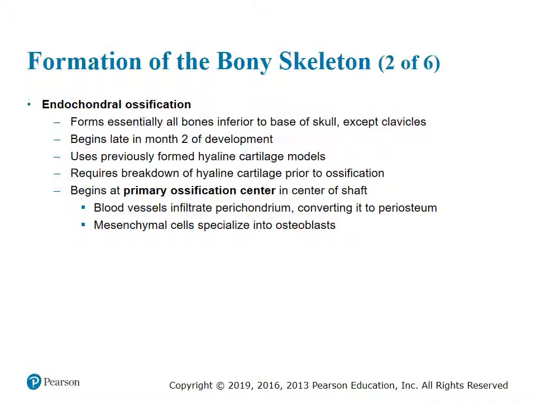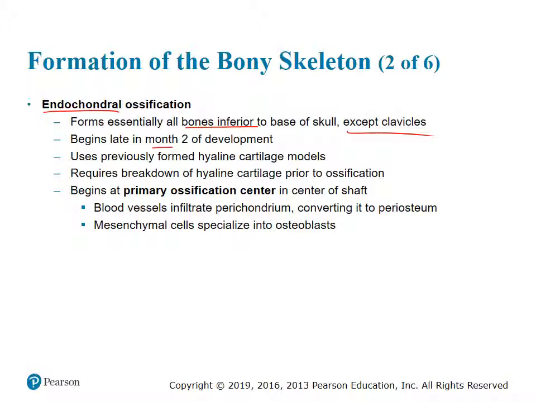So let's take a look at endochondral ossification. These are all bones that are past or underneath the base of the skull, with the exception of the clavicle. So that means all the bones that are not the skull and not the clavicles undergo endochondral ossification, right? This is the hyaline cartilage being replaced. Intramembranous ossification is the skull and the clavicles.